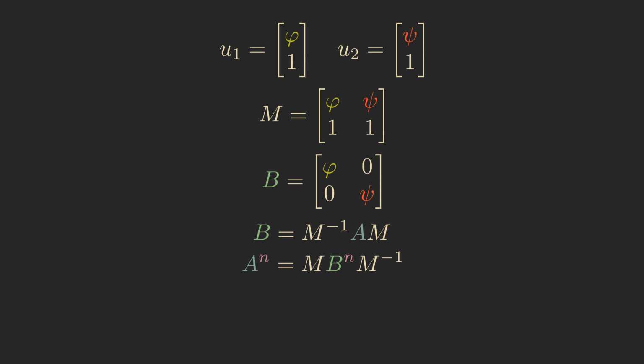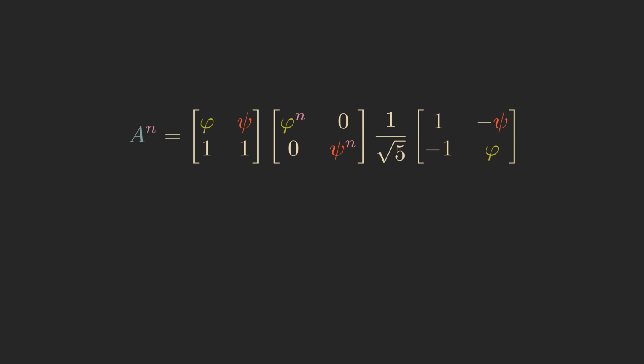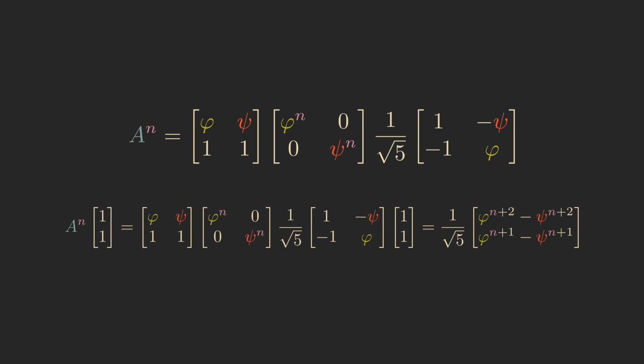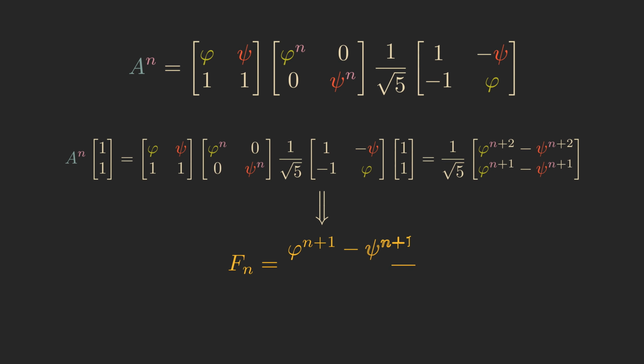And since B is a diagonal matrix, calculating B to the n is straightforward. This means that we now have a direct way to calculate A to the n, which gives us a closed form expression for the nth Fibonacci number.